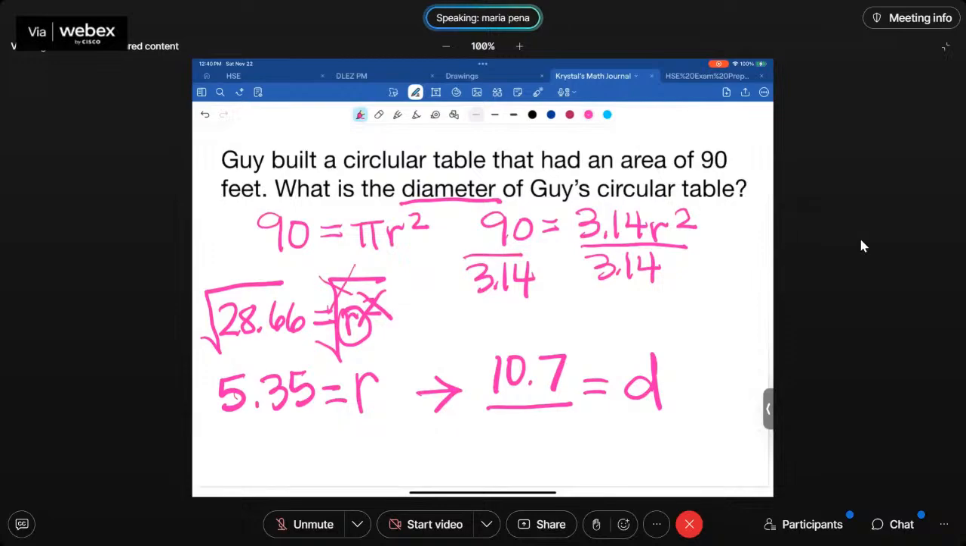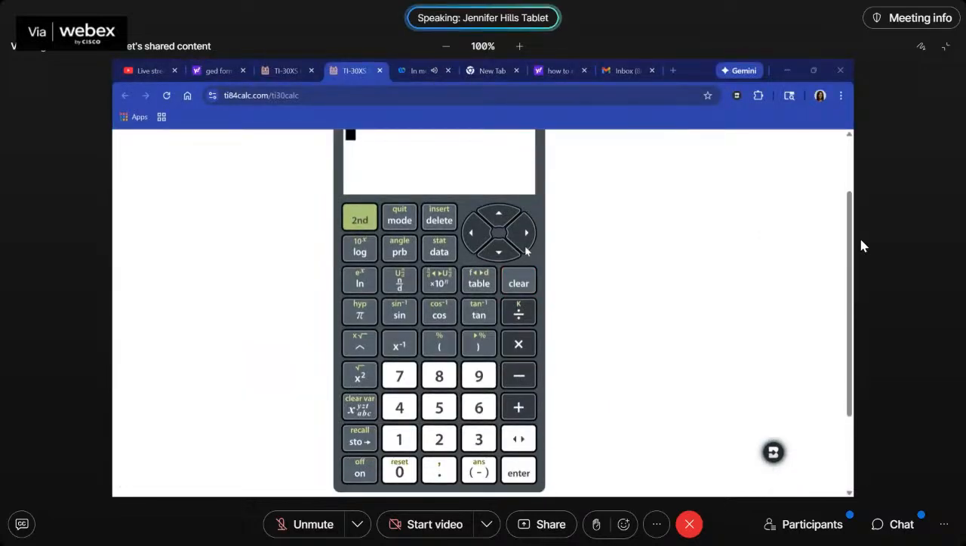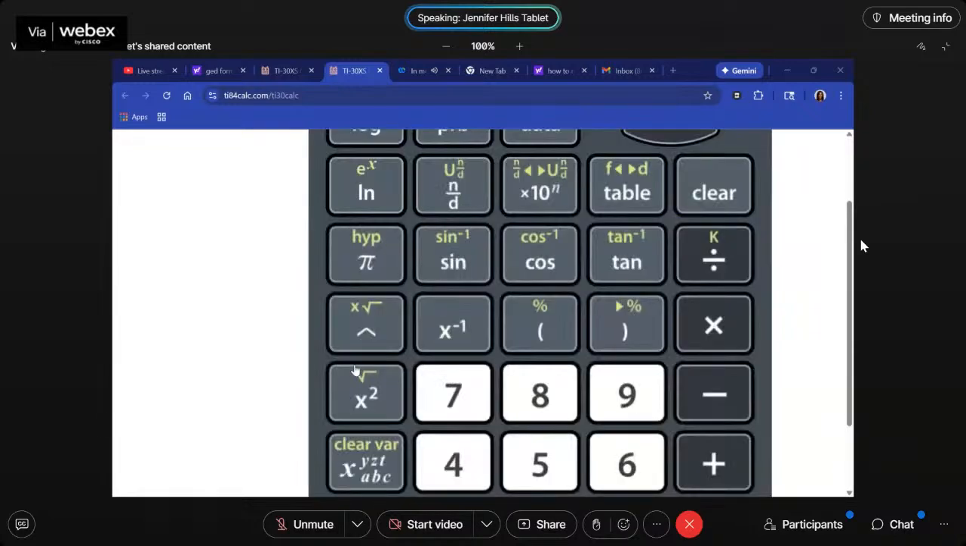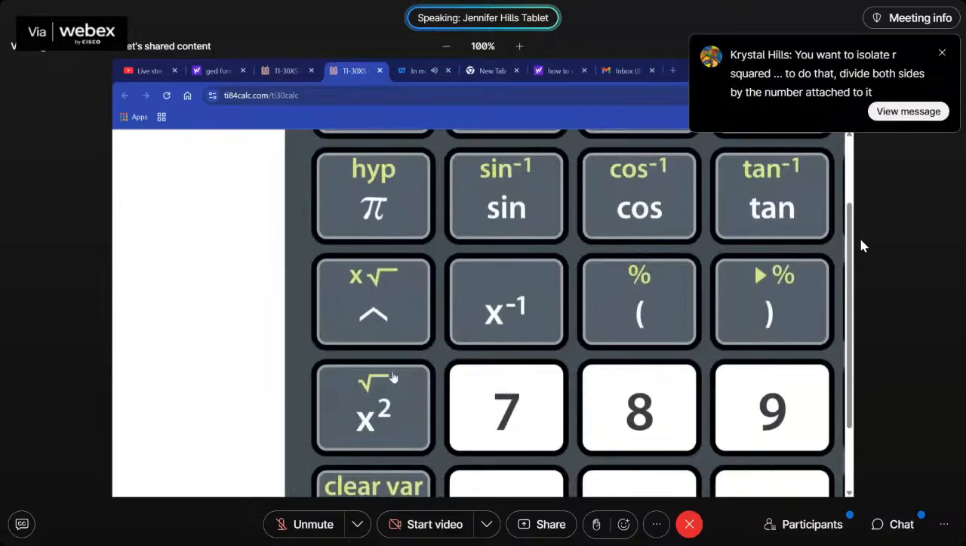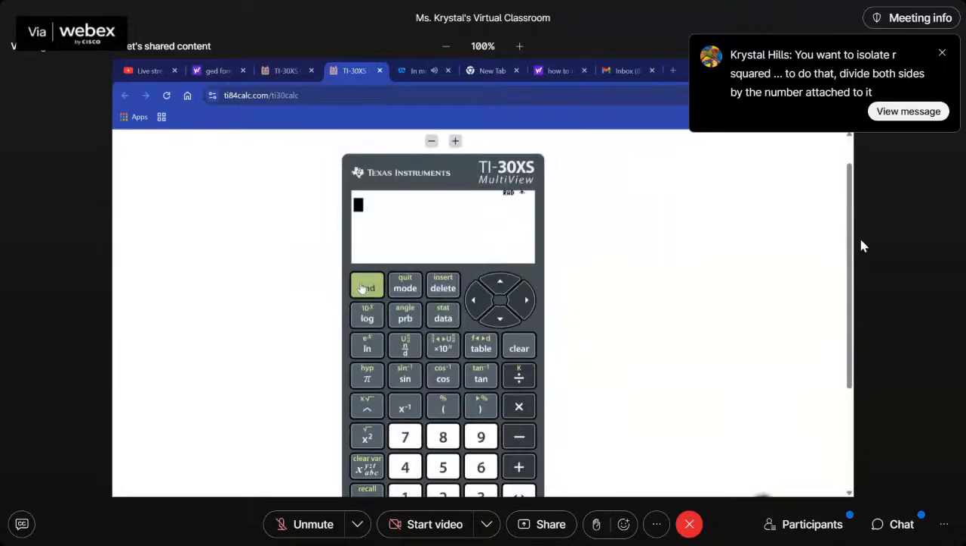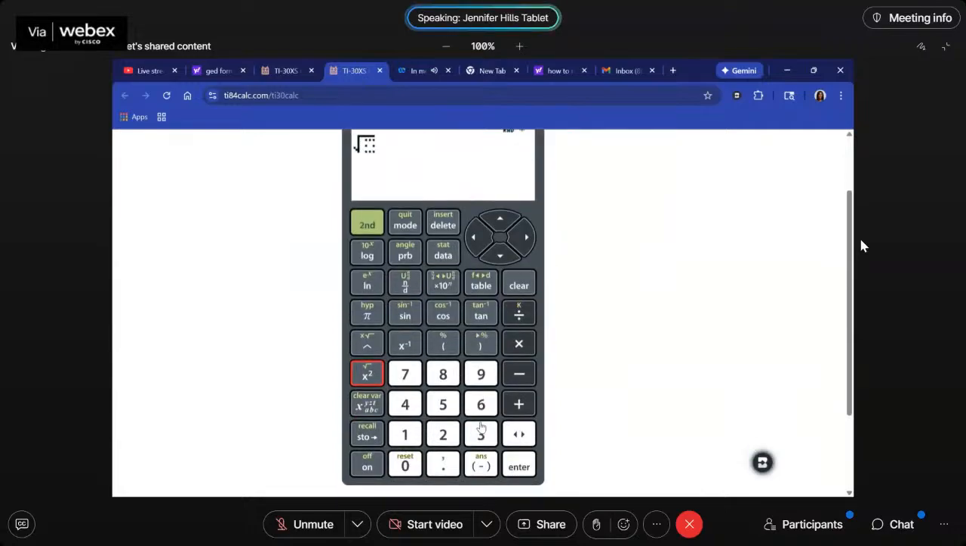Give me a second. All right, I'm clearing everything out. And this is what we need to do. We're going to hit the second button because we need the square root button. As we can see here, the square root button is green. So any button that's green means we need to hit the second button. So hit the second button and there's our square root. And was it 28.55? 28.66.